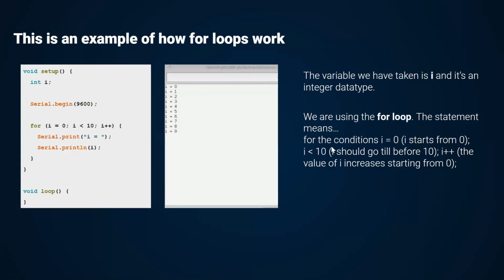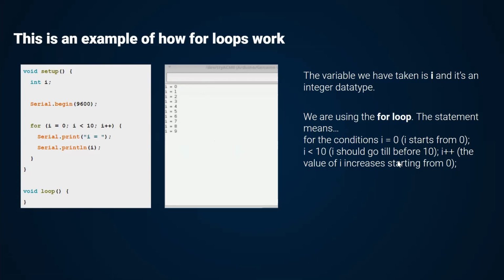It is stated that for the condition I equals 0, that is I starts from 0, not below, not more than 0, I has to be 0. And then the next condition is I has to be less than 10, that it should go till before 10. Like you can see in the output, it has gone till 9. And then the increment value, so I++ means the value will increase from 0. So these three will help us execute the program. And these are, as CVS taught you, to print the output.